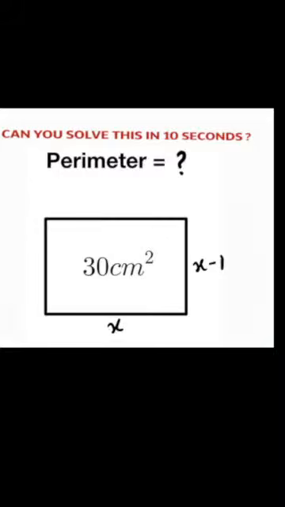Pinky, I accidentally formed infinite fractions. Rohit has given the correct explanation: x into x minus 1 is equal to 30. And alright, don't worry, I'm going to give the explanation.